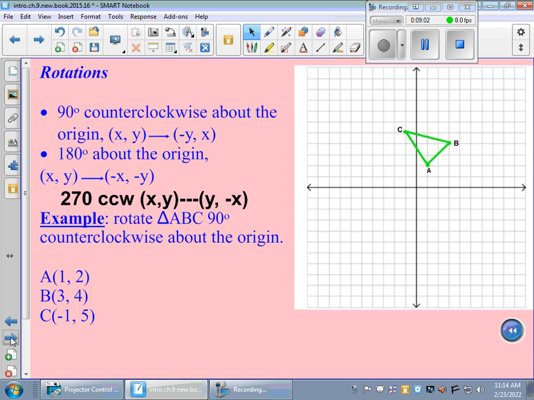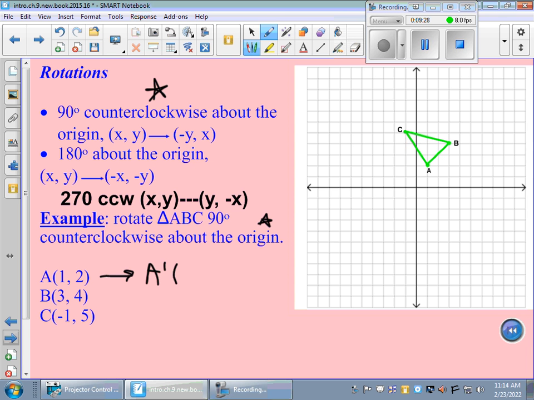Last one here is a rotation. Most times we rotate about the origin. You can rotate about other points. And then take a look and see what we do from here. So this kind of gives you an idea of what you do. And then this example says right here we want to rotate 90 degrees counterclockwise. So we're going to flow with that.